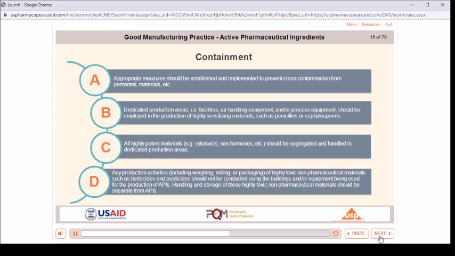D. Any production activities, including weighing, milling, or packaging of highly toxic non-pharmaceutical materials such as herbicides and pesticides, should not be conducted using the buildings and/or equipment being used for the production of APIs. Handling and storage of these highly toxic non-pharmaceutical materials should be separate from APIs.